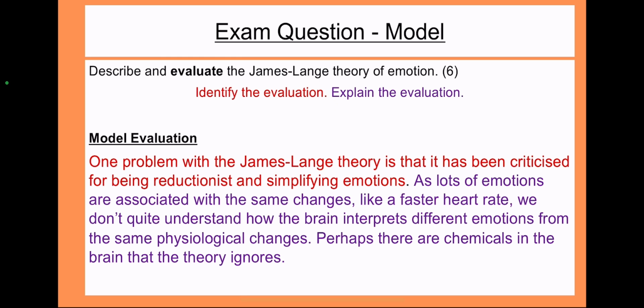So look at the red and the purple bit. For example, if I put something like, one problem with the James-Lange theory is that it's been criticised for being reductionist and simplifying emotions. That's good, but I'm never going to get maximum marks unless I explain why. So I need to go something like, as lots of emotions are associated with the same changes, like a faster heart rate, we don't quite understand how the brain interprets different emotions from the same physiological changes. Perhaps there are chemicals in the brain that the theory is ignoring. You just have to give a bit more of an explanation as to why it's an evaluation, guys.